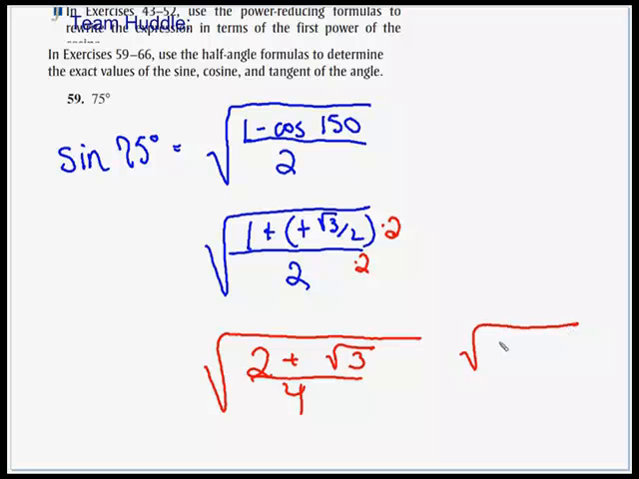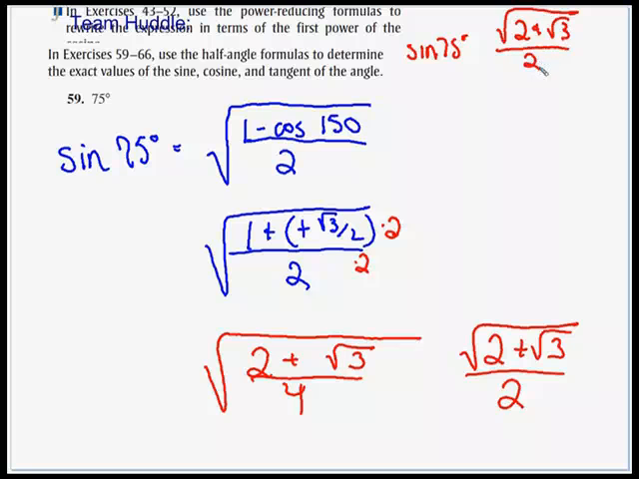And break that into separate radicals. The radical of just the numerator, 2 plus the root of 3, all over the square root of 4 is 2. So there is our sine value. Sine of 75, root of 2 plus root 3, all over 2.